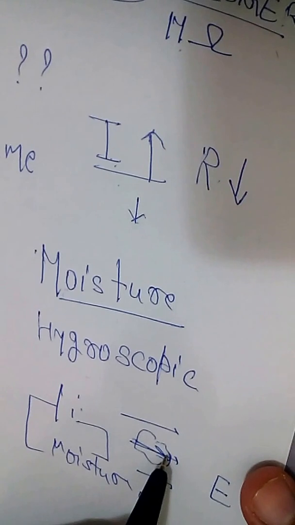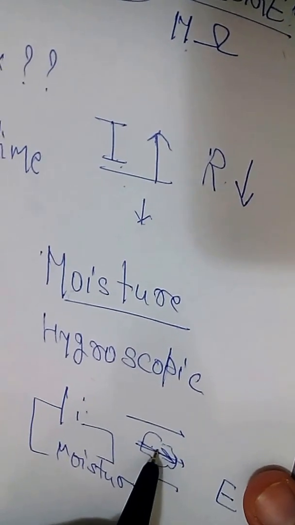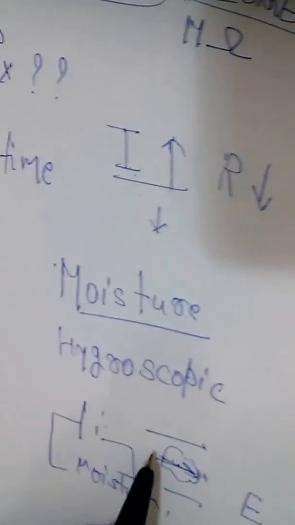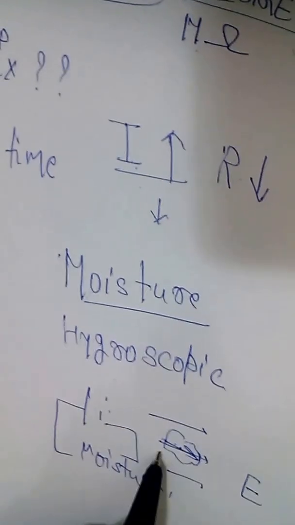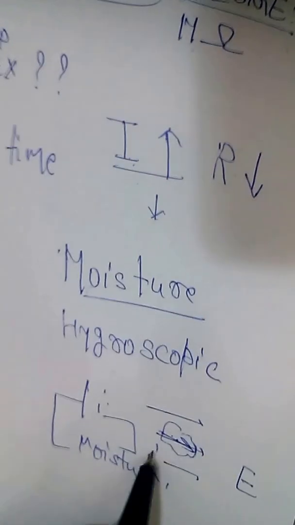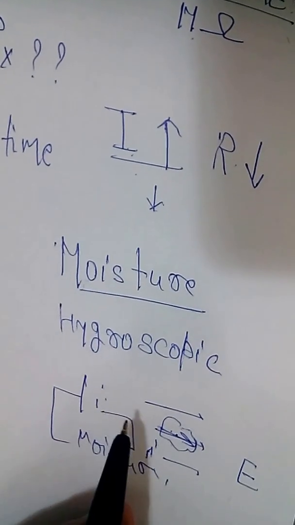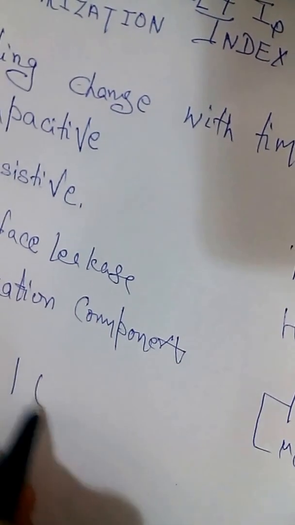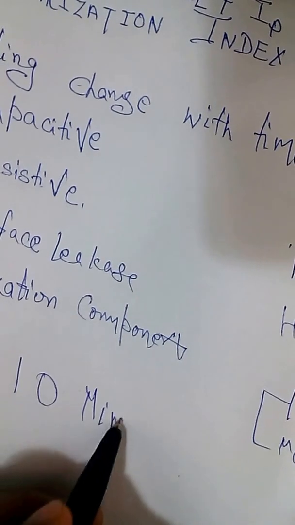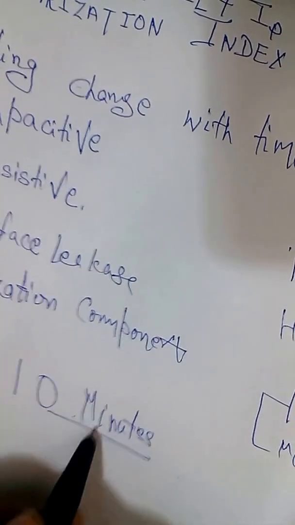The energy required for this alignment of polar molecules comes from the voltage source in the form of electric current. So I have to supply some extra current for this alignment. This current is called polarization current, and it continues until the polar molecules align themselves along the direction of the electric field. How much time does it take? It takes about 10 minutes to align the polar molecules along the electric field.